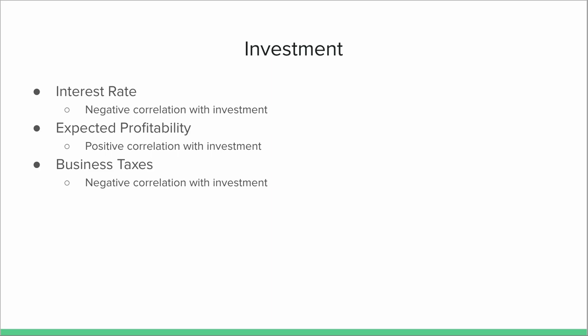Expected profitability, however, has a positive correlation with investment. For instance, if physical capital that a company is looking into has a high likelihood that it will be profitable, people will be more likely to invest in that piece of capital. Business taxes, on the other hand, have a negative correlation with investment. Business taxes take away revenue that companies create through their product or service, decreasing the amount of money they have to invest in specific capital. So business taxes have a negative correlation with investment.